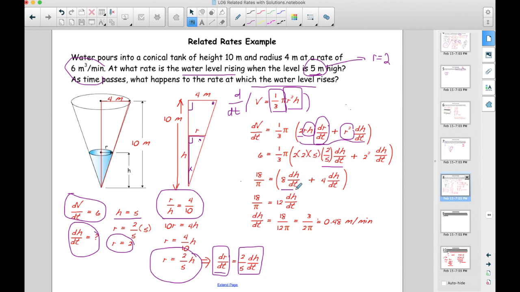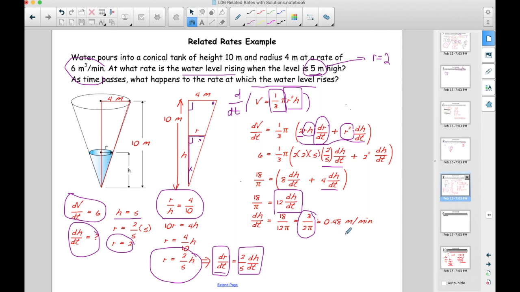So I now have 8 dh/dt. 2 squared is 4, so 4 dh/dt. 8 dh/dt plus 4 dh/dt gives me 12 dh/dt. And now to isolate for dh/dt, I'm just going to divide by 12. And I get dh/dt is 18 over 12π. That reduces to 3 over 2π, so my exact answer is 3 over 2π. My approximate answer is 0.48 meters per minute.